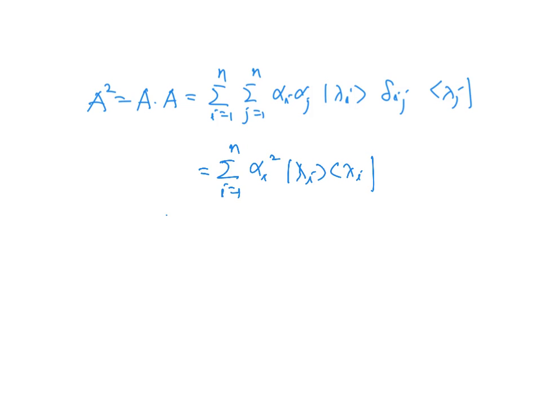And then you can actually continue. A to the k is simply the sum of alpha i to the k.